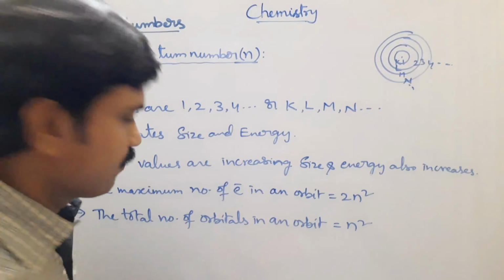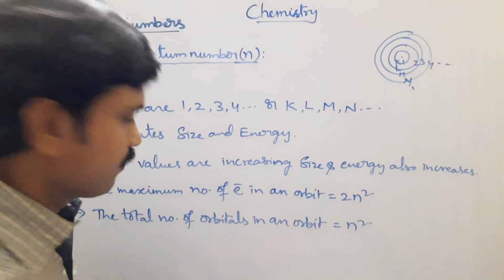The angular momentum of an electron in an orbit, mvr, is equal to nh by 2 pi. So already these formulas we have discussed in the previous sessions.